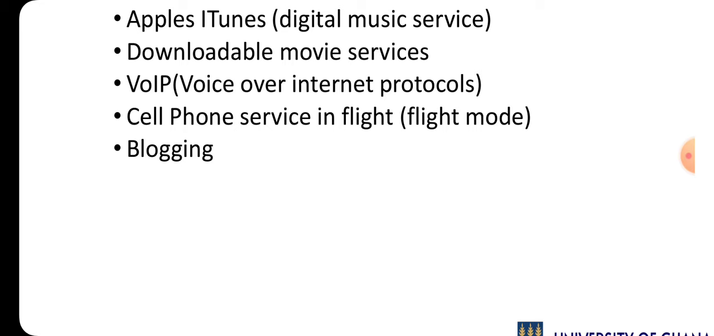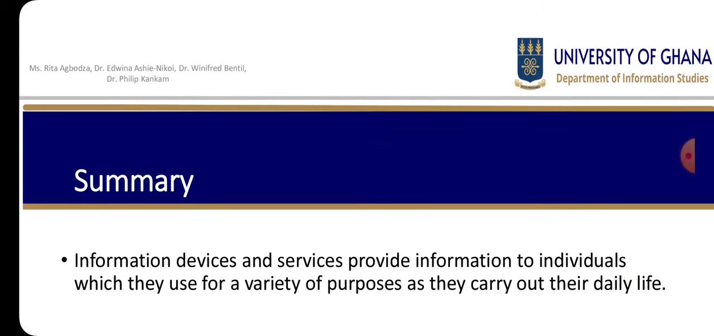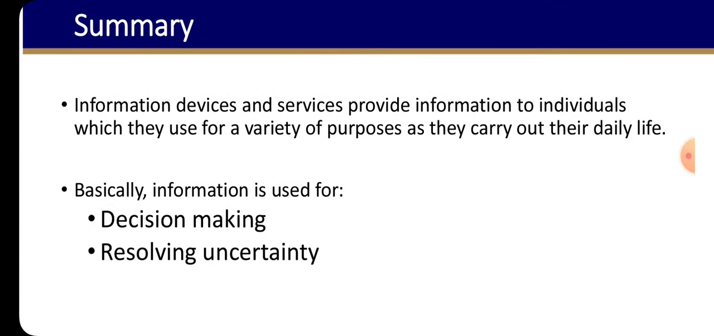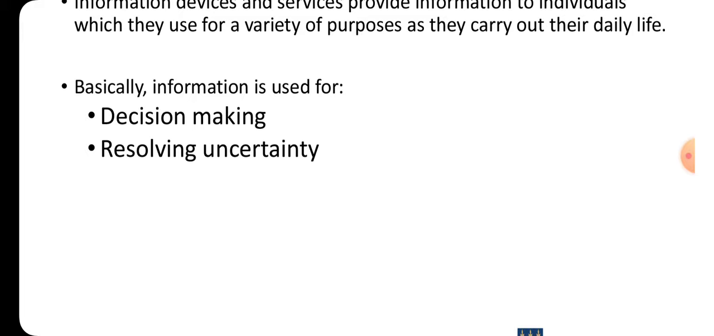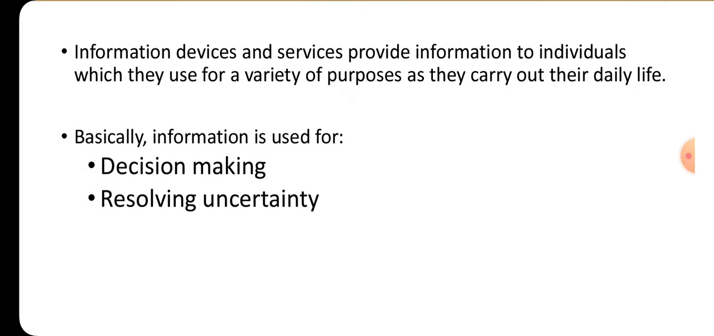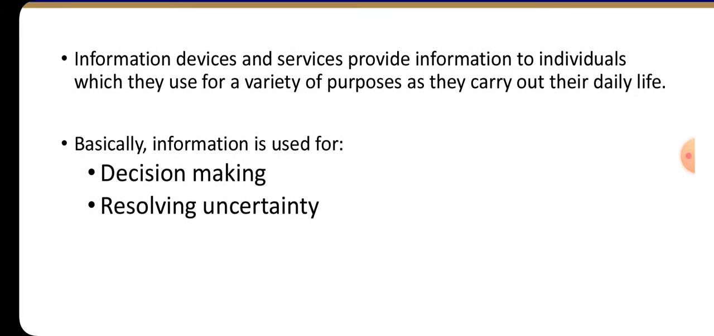Do you want me to watch a movie? No. Or TV? No, no, no, no. That is it, because people are trying to prioritize their time. Now we have to look at information. So basically, information is used for decision making and for resolving uncertainty.